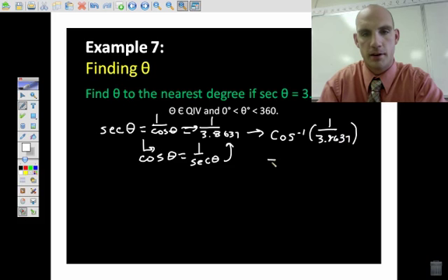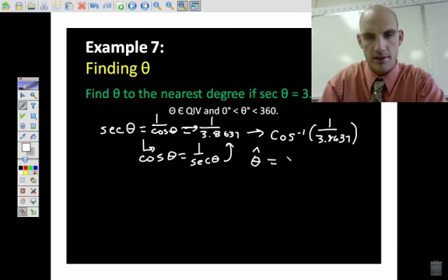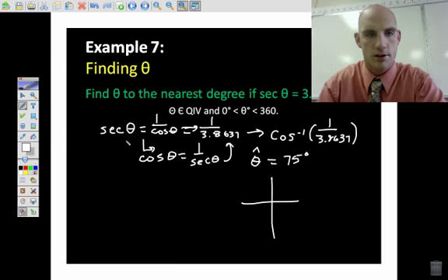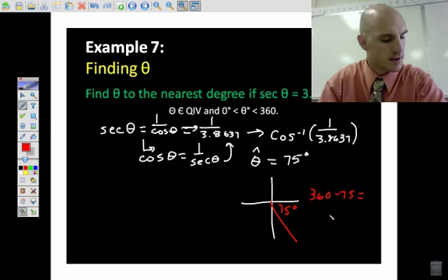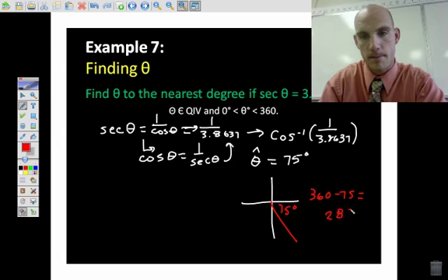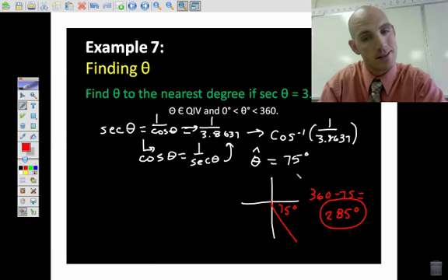It's going to look something like this. We're going to get theta hat equal to 75 degrees. Along with my line of logic from before, I've got my 75 degrees here. It's in quadrant 4. So it's going to be 360 minus 75, which gives me 285. Okay? This is my theta, not my theta hat. Remember, when I get my theta hat, I've still got to use my reference angle appropriately.